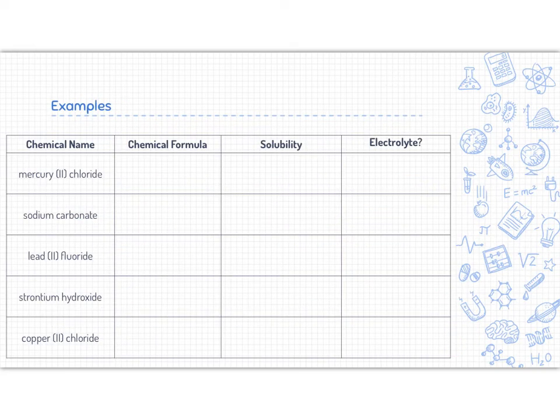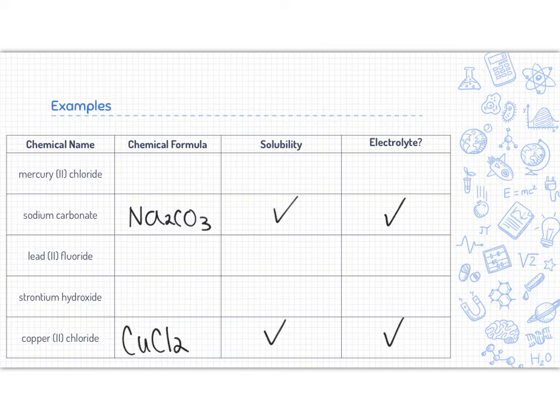We've taken a look at some of these, so again, fill those in. Sodium carbonate we did, Na2CO3. It was soluble. So if it is soluble and it's ionic, it does conduct. It is an electrolyte. Copper(II) chloride, remember, CuCl2, also is soluble. Therefore, it will conduct. Note that these will pretty much always match. If it dissolves as an ionic compound, it will conduct electricity.